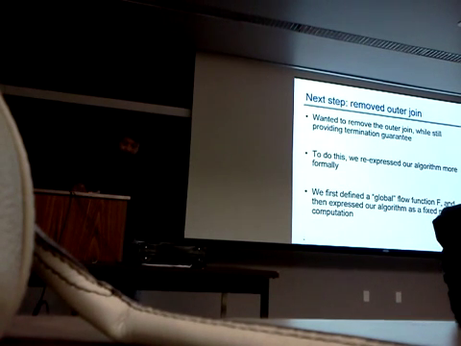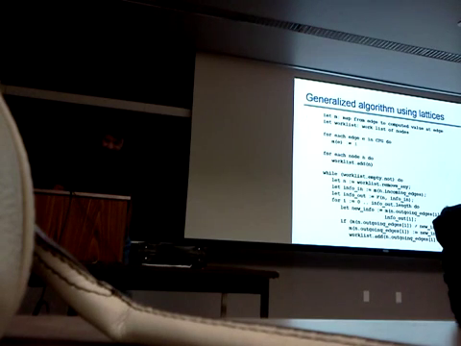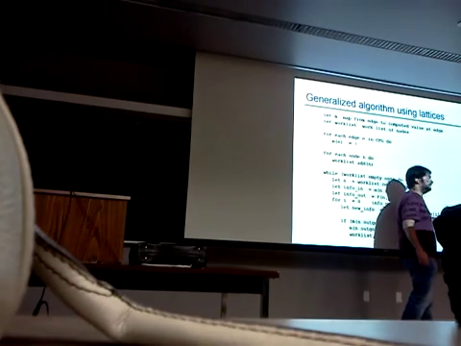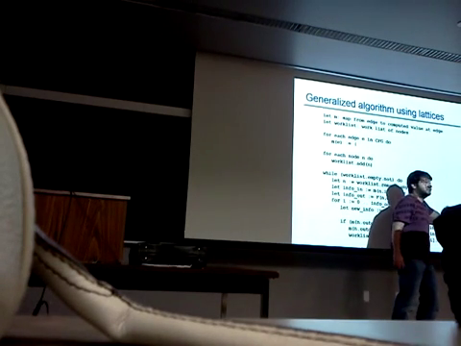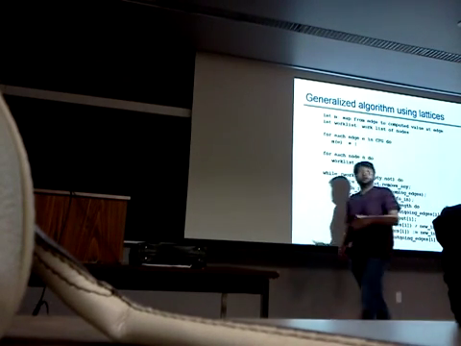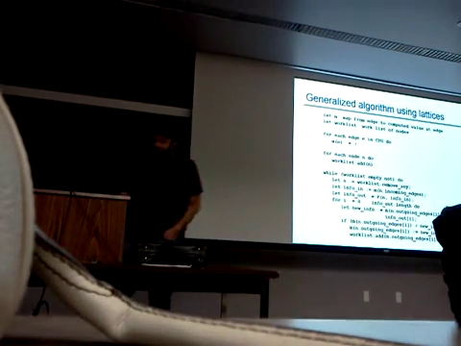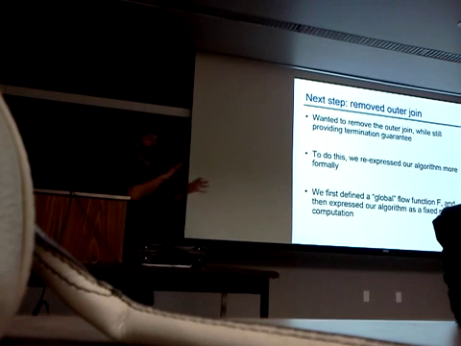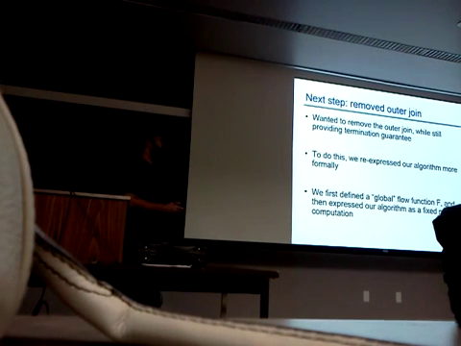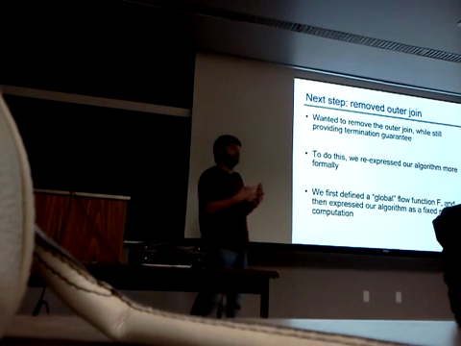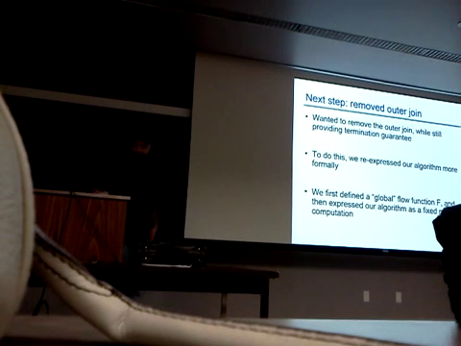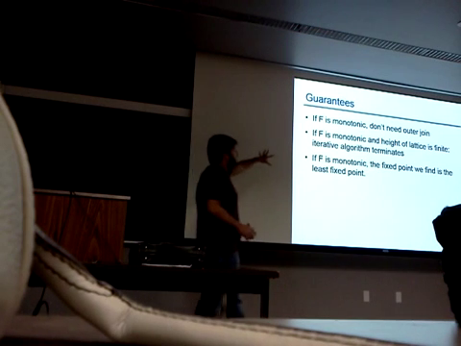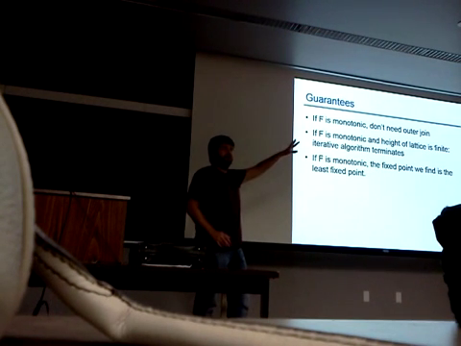Then basically we wanted to remove this outer join while still guaranteeing termination. Right, so this outer join is the one that's guaranteeing termination. The question then was, can we remove this outer join and still guarantee termination? And the reason we could is that we expressed our algorithm formally with this big F, and we saw that we can express it as a fixed point computation. And then we saw that if F is monotonic, we don't need the outer join and we still get termination.